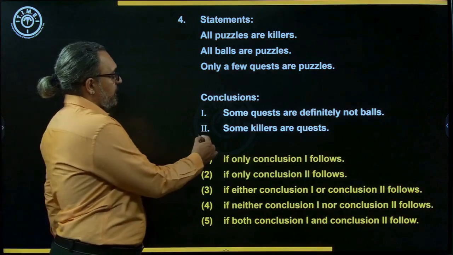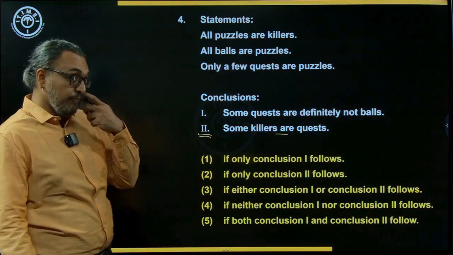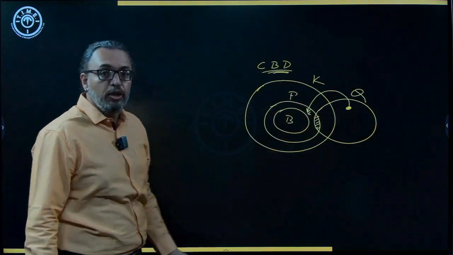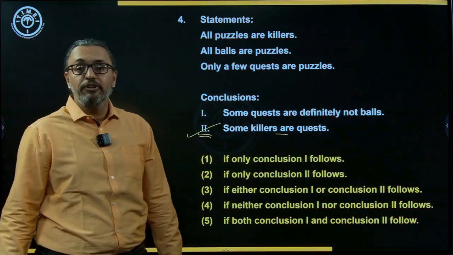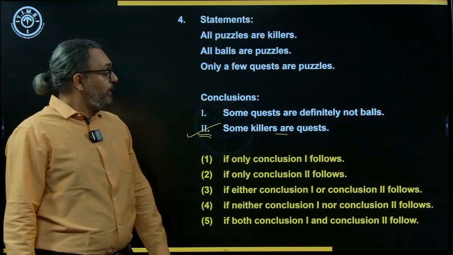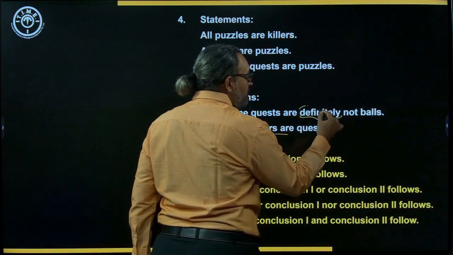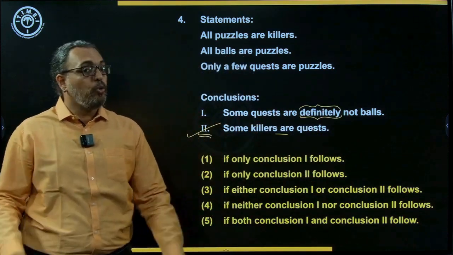Correct? Now let's see the conclusions. So first let's check the second one, because that is positive. It becomes easier to check. Some killers are quests. K and Q, are they overlapping? K and Q, yes, they are definitely overlapping. So I can say two follows. Two definitely follows. Then we have some quests are definitely not. See, are itself means it is a definite word. Again, using the word definitely is not going to change the meaning.